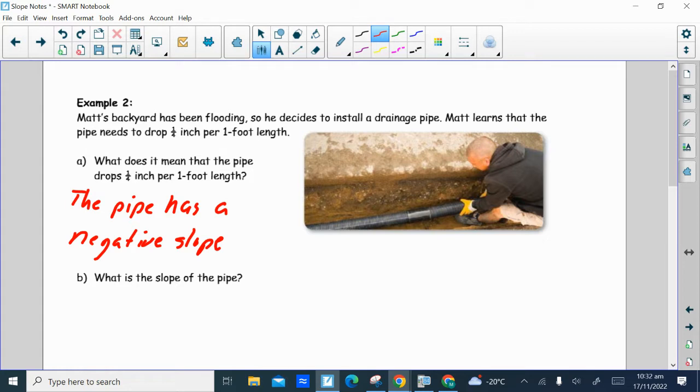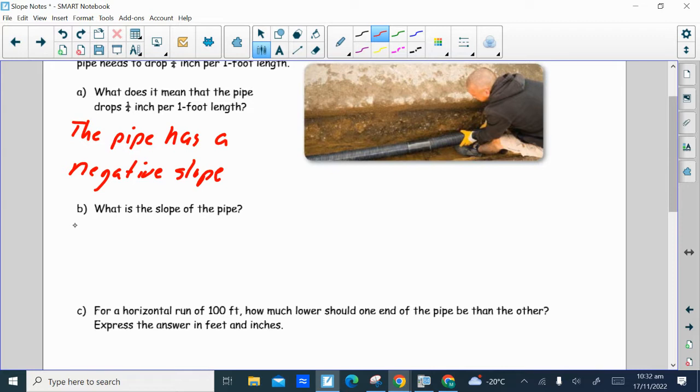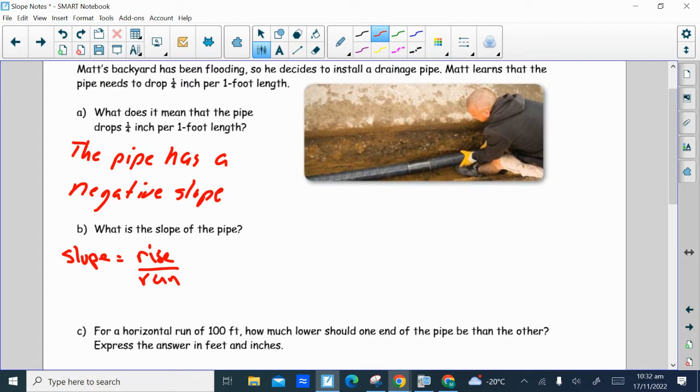Now, to find the slope of the pipe, remember that slope is rise over run. And when you do this, they have to be in the same units. And right now, they're not in the same units because the drop, which will be the rise of negative 1/4 of an inch, is in inches, where the run, which would be the length part, is in feet, 1 foot. So to do this properly, you have to convert them both into the same units.